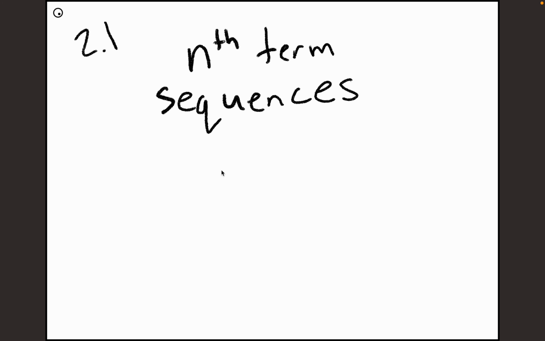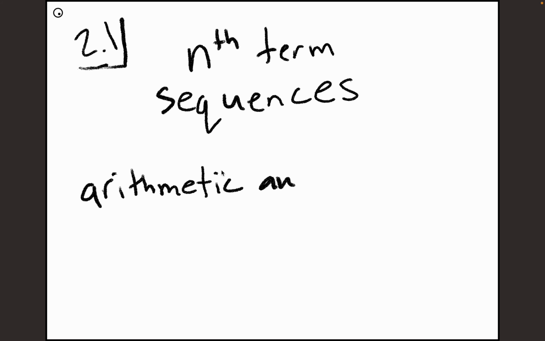Okay, so we're going to talk about chapter 2, section 1. And in this chapter, we're going to be talking about sequences. So really, we're going to be talking about the nth term with these sequences. So the two sequences that we're going to have are arithmetic and geometric. So those are going to be the main two sequences that we talk about.